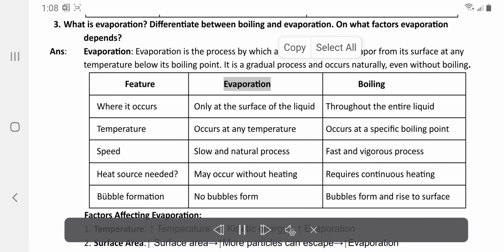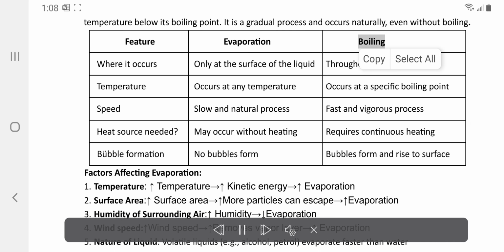Feature: evaporation, boiling. Where it occurs: evaporation only at the surface of the liquid; boiling throughout the entire liquid. Temperature: evaporation occurs at any temperature; boiling occurs at a specific boiling point. Speed: evaporation is a slow and natural process; boiling is a fast and vigorous process. Heat source needed? Evaporation may occur without heating; boiling requires continuous heating. Bubble formation: evaporation, no bubbles form; boiling, bubbles form and rise to the surface.